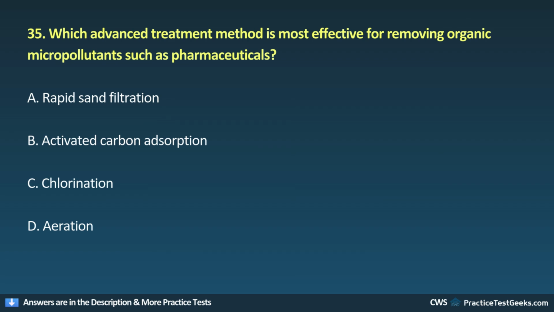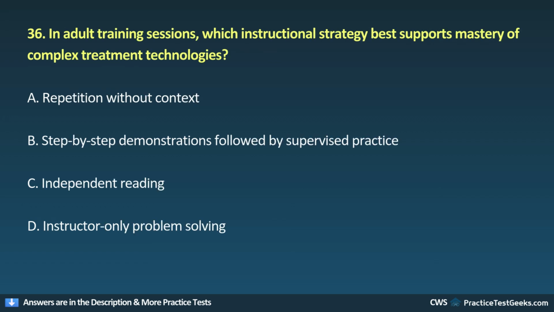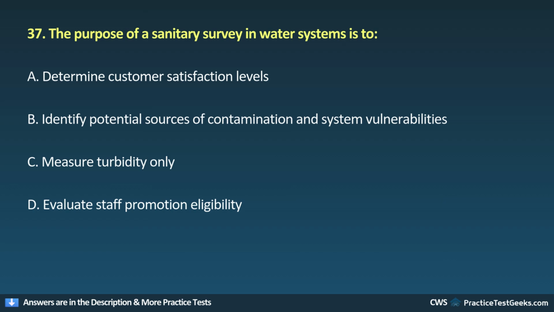35. Which advanced treatment method is most effective for removing organic micropollutants, such as pharmaceuticals? A. Rapid sand filtration. B. Activated carbon adsorption. C. Chlorination. D. De-aeration. 36. In adult training sessions, which instructional strategy best supports mastery of complex treatment technologies? A. Repetition without context. B. Step-by-step demonstrations followed by supervised practice. C. Independent reading. D. Instructor-only problem solving.